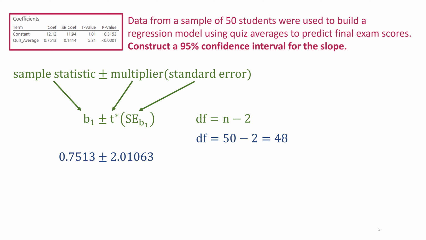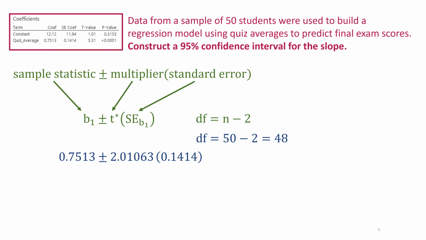Next, we need the standard error of the slope. We can get this from the coefficients table. We're still looking at the row labeled as the x variable. Now we want the column labeled SE_coef. That stands for standard error of the coefficient. That value is 0.1414.